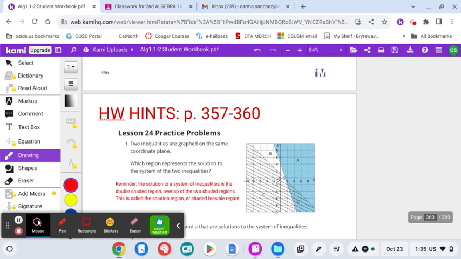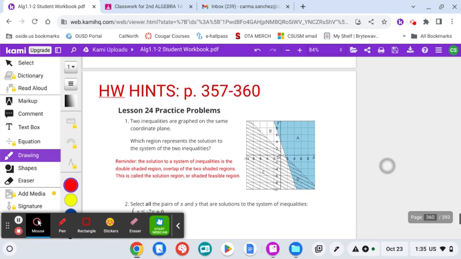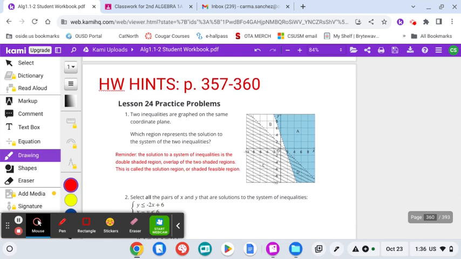Let's look at the Lesson 24 practice problems of Illustrative Mathematics Algebra 1. This is on page 357 to 360 of your student workbook. We're first looking at number 1, where two inequalities are graphed on the same coordinate plane. Which region represents the solution to the system of the two inequalities?